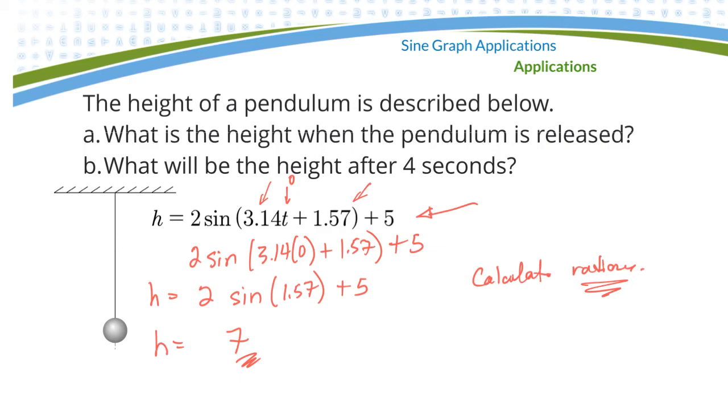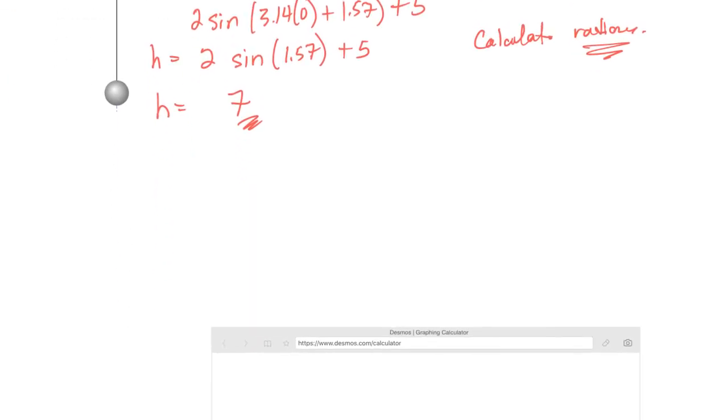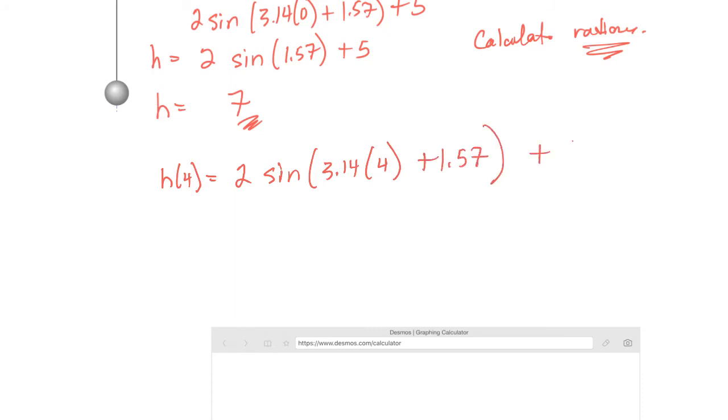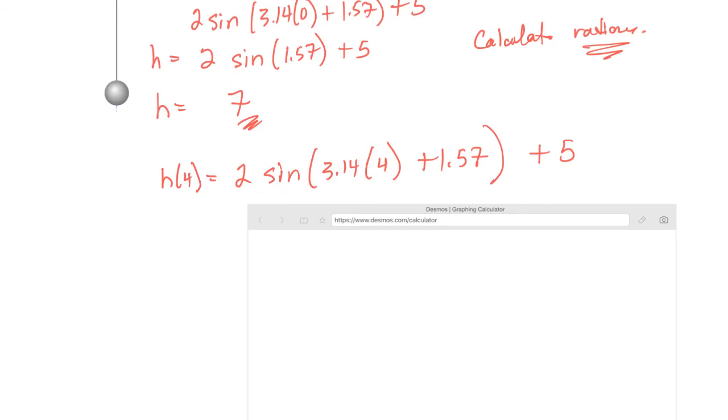Then the question says, what will your height be after 4 seconds? So that's another question. Let's do that one. Move our decimals down a bit. So the height after 4 seconds would be my formula, 2 times sine of 3.14 times 4 plus 1.57, plus 5. Okay, let's try this in decimals and see what I come up with.